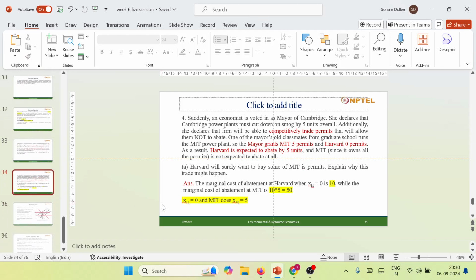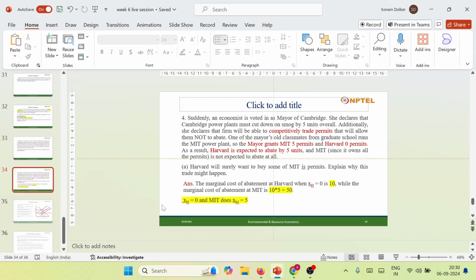This is the question of a tradable permit. So the permit will be traded, and the abatement will be based on the marginal abatement cost. So when the marginal abatement cost is lower, the plant will choose to abate more and sell the permit which is extra with the plant.